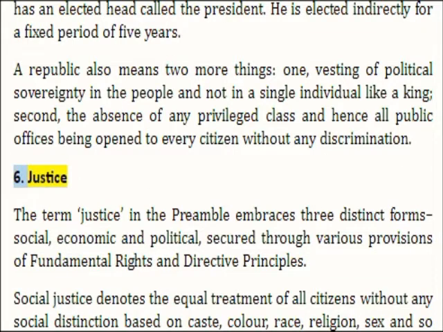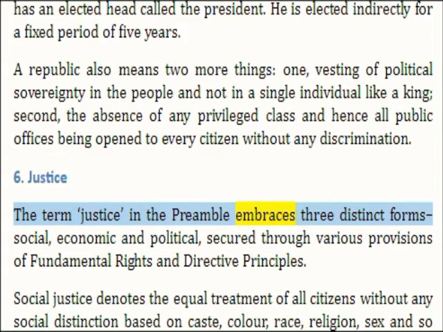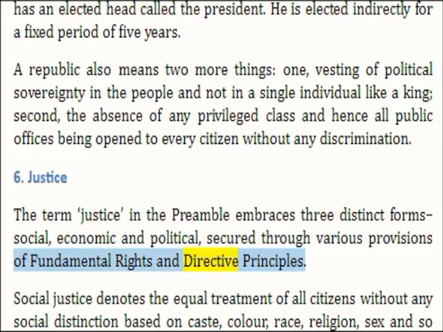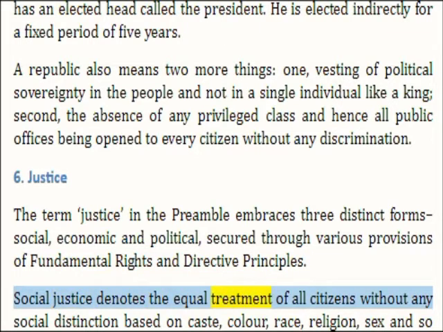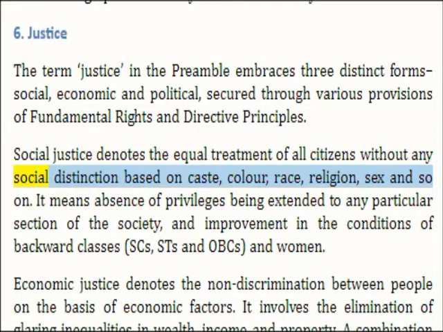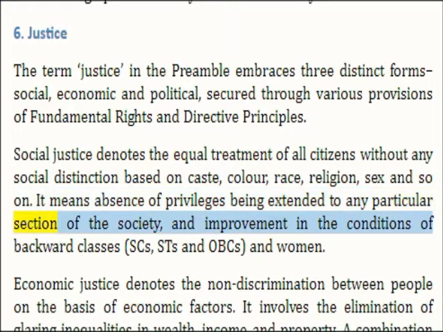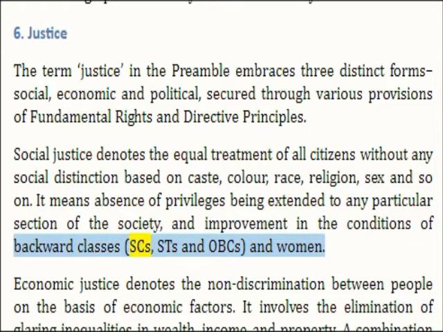6. Justice. The term justice in the preamble embraces three distinct forms: social, economic, and political, secured through various provisions of fundamental rights and directive principles. Social justice denotes the equal treatment of all citizens without any social distinction based on caste, color, race, religion, sex, and so on. It means absence of privileges being extended to any particular section of the society, and improvement in the conditions of backward classes, SCs, STs, and OBCs, and women.